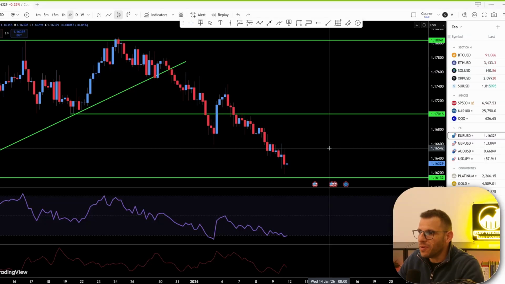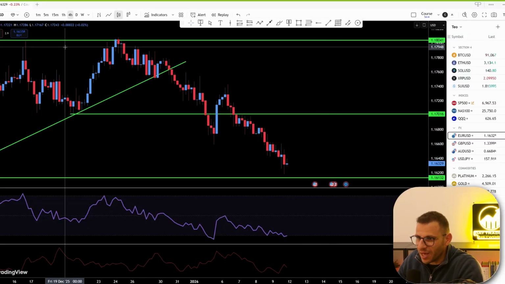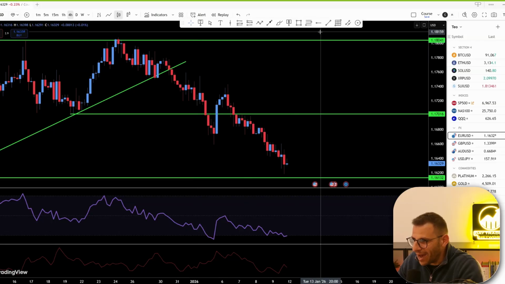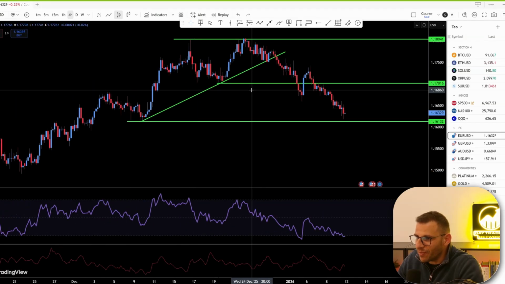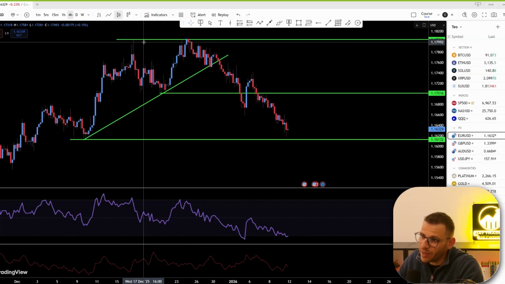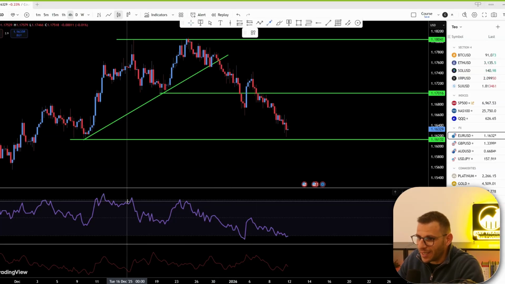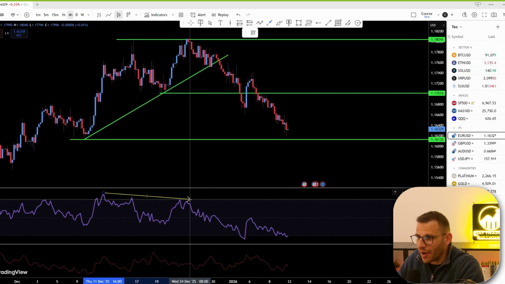This is why the US dollar will be the dominant force this week. First on the list is the euro versus the US dollar. Now, on the 4-hour time frame, if I zoom out a little bit, you can see that the price made a higher high here or equal high, followed by negative divergences on the RSI.